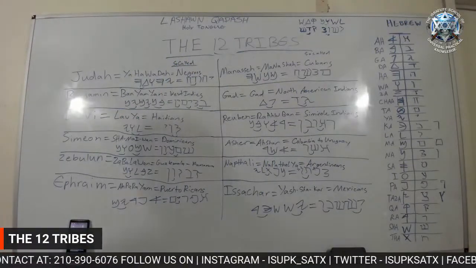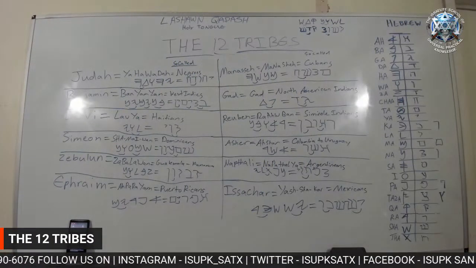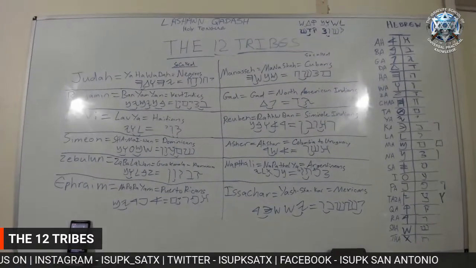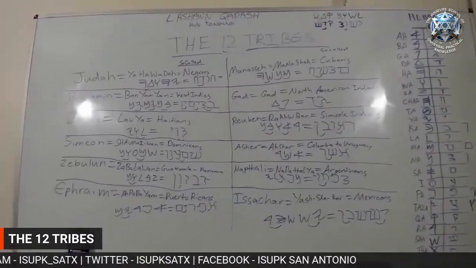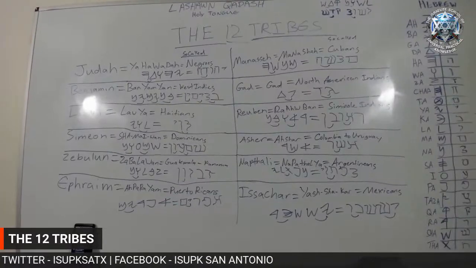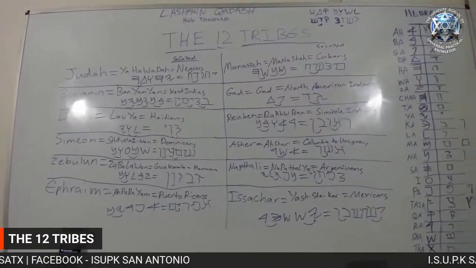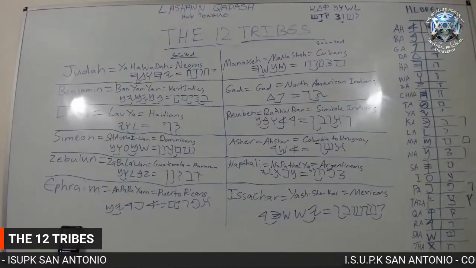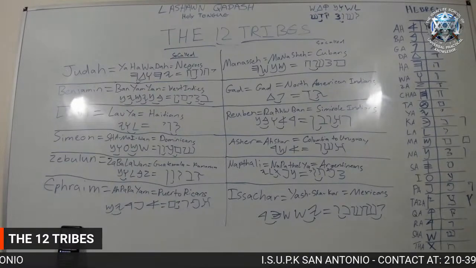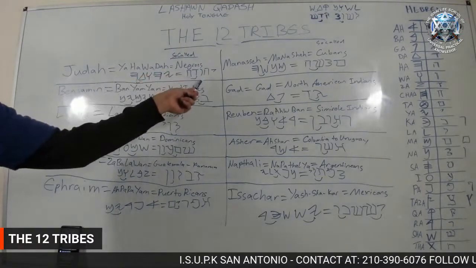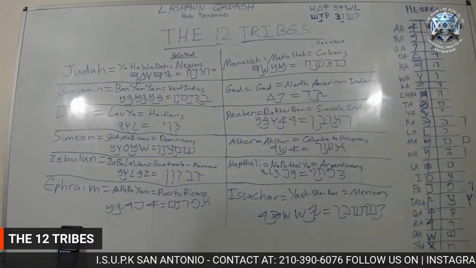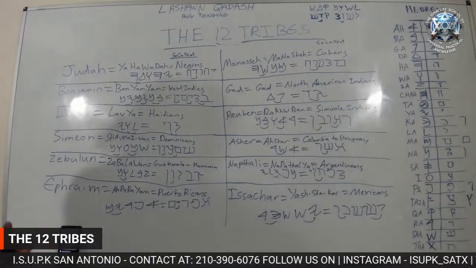So I hope y'all got a good visual. I don't know if I could scoot this in anymore. Let me see if I can scoot it just a little bit. But there you have it. The 12 tribes of the nation of Israel in the ancient Hebrew and in the Assyrian. We'll go down the list one more time and then we'll go ahead and end the class with this.